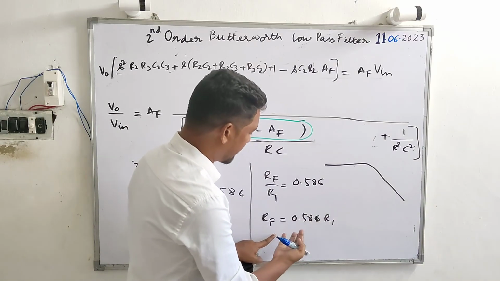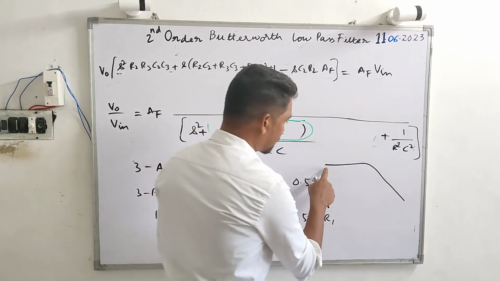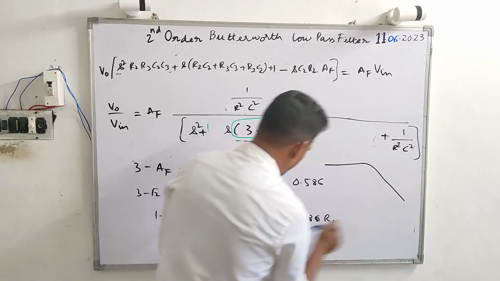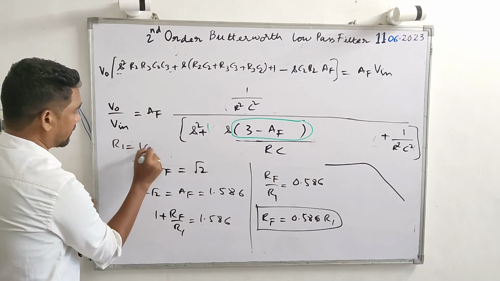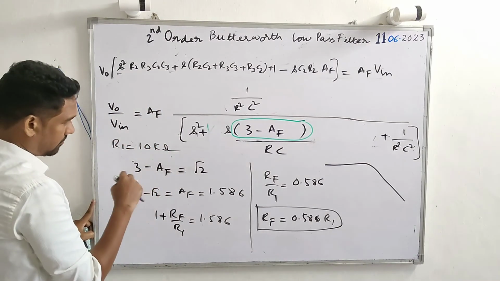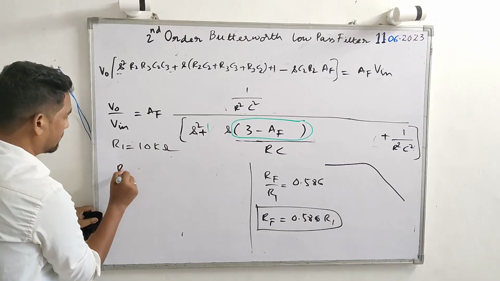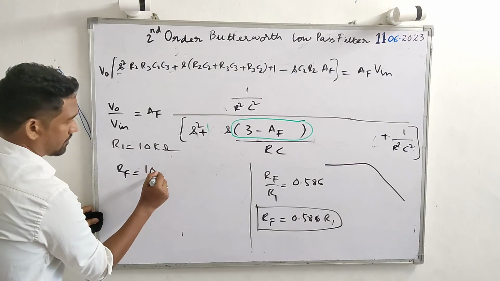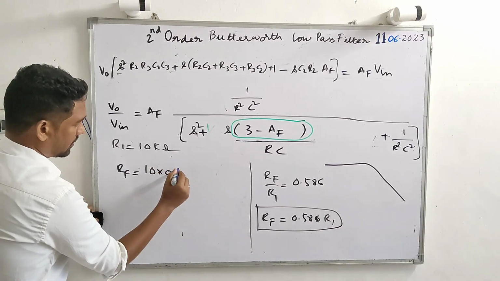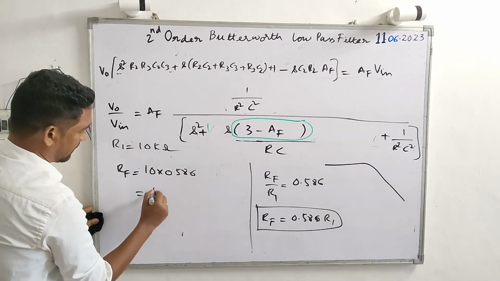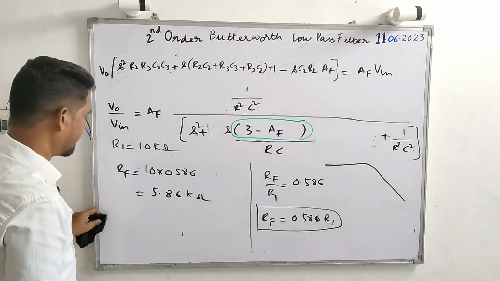As far as the designing part, we cannot consider whatever values we want according to this analysis. If the filter needs to give a Butterworth response like this one, we need to select this value. If we consider R1 to be 10 kilo ohm, RF should be equal to 10 times 0.586, that is like 5.86 kilo ohms. This should be the procedure. All right, so this is all.